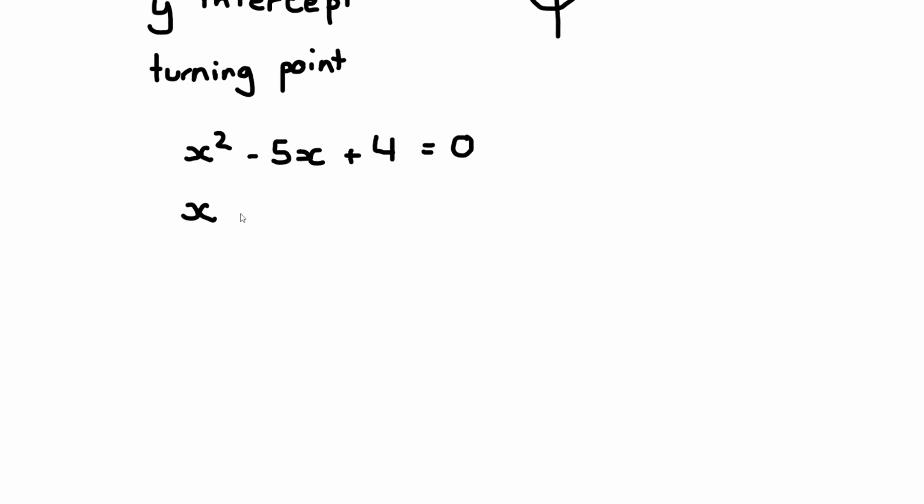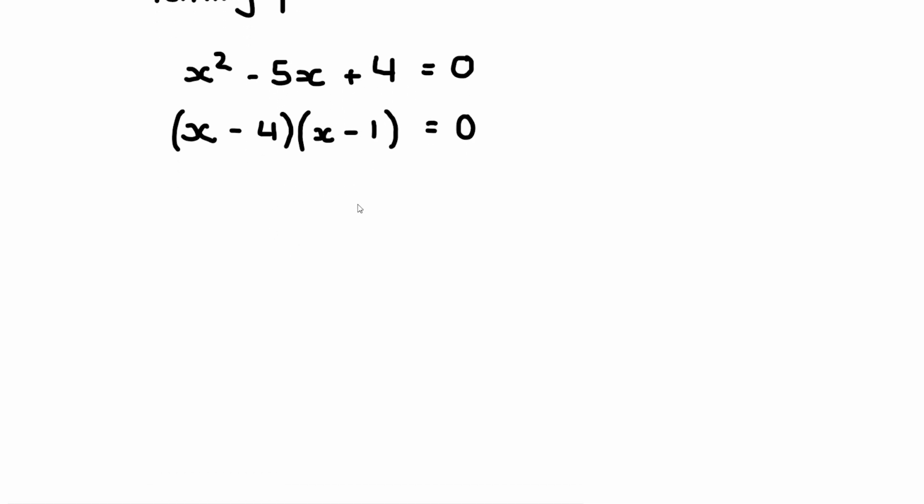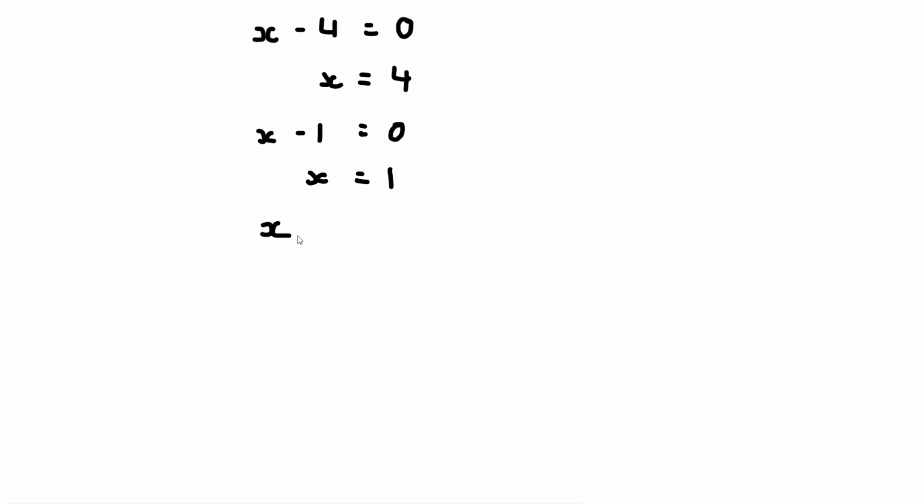which in this case, we've got (x minus 4)(x minus 1) when you factorize this out, because minus 4 times minus 1 is 4, and minus 4 plus minus 1 is minus 5. So let's solve: x minus 4 equals 0, so x equals 4, and x minus 1 equals 0, so x equals 1. So x equals 1 and 4, right? So now we've got our x-intercepts.